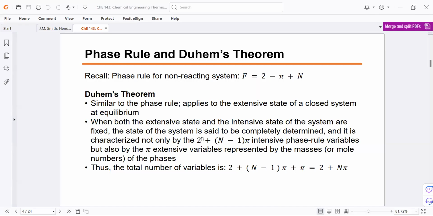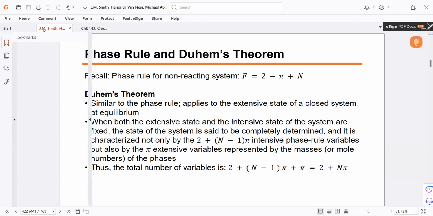To recall how the phase rule was derived, let's look at this expression here. The 2 would refer to the pressure and temperature that need to be fixed, and then n minus 1 refers to the number of chemical species minus 1. So why n minus 1?